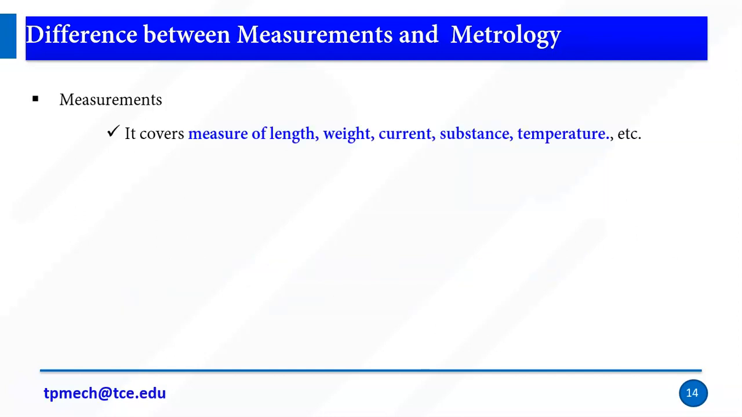Again, measurement covers length, weight, current, substance, temperature, etc. So it defines the object. Measurements define the object entity. If I want to measure the length of my mobile phone, then we can say it's the measurement part. If I want to measure the length of a river, the width of a river, the depth, all of this comes under the measurement part.